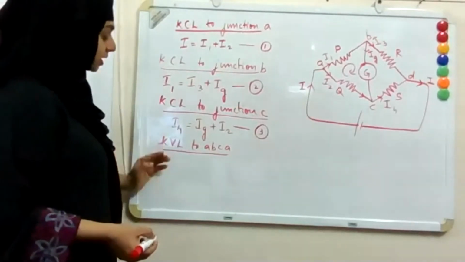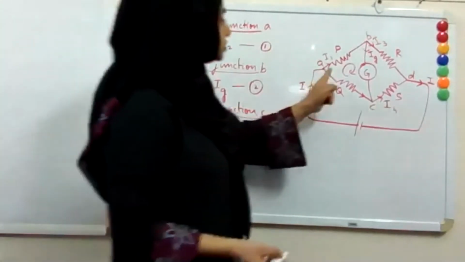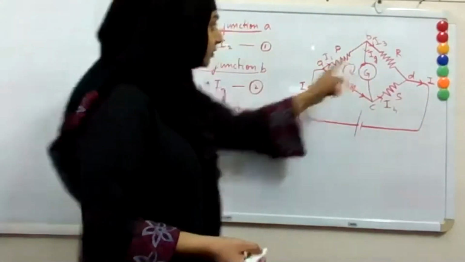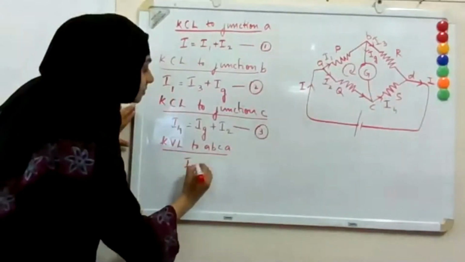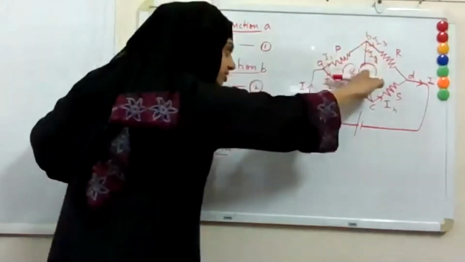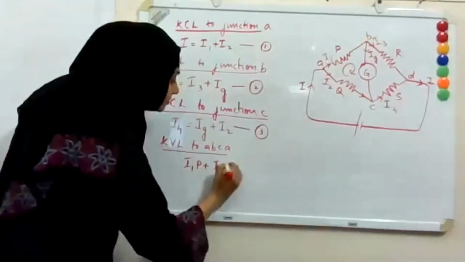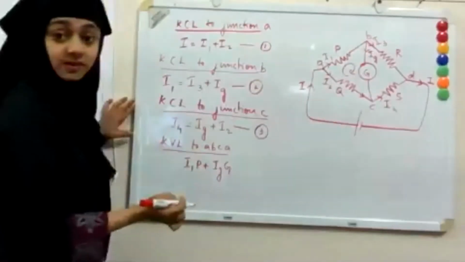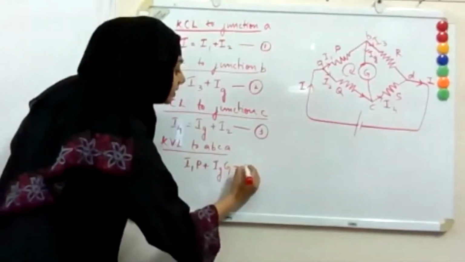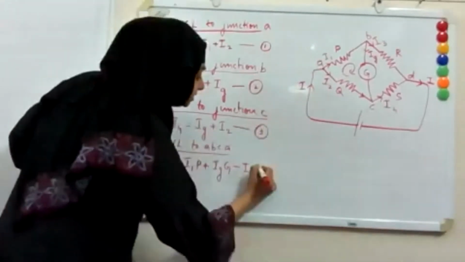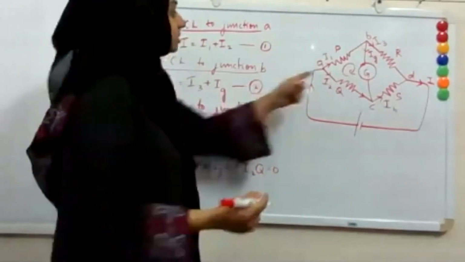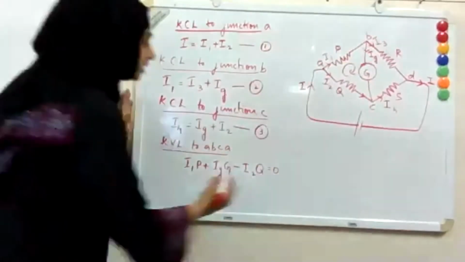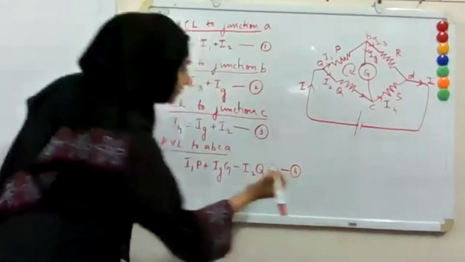Now we are applying the voltage law to the loop a, b, c, a. I am starting from a: I1P plus IGG minus I2Q. Why minus? Because the direction is opposite, the current is in the opposite direction. I2Q is equal to 0. The loop is finished. There is no voltage source here. So this is all. Let me take this as equation number 4.